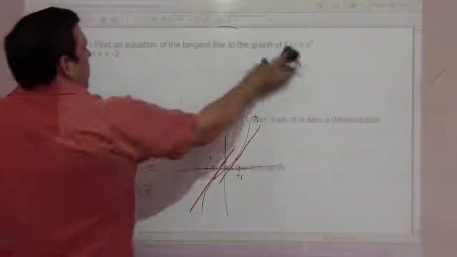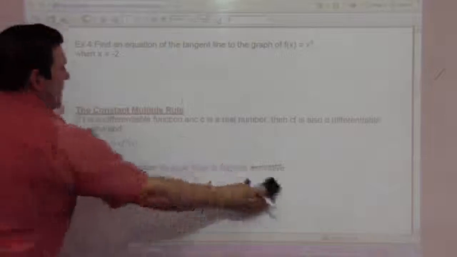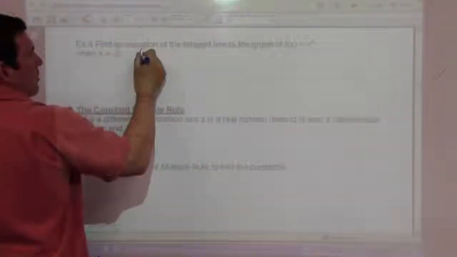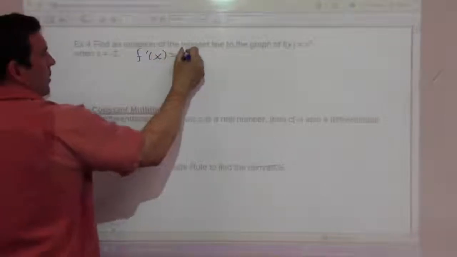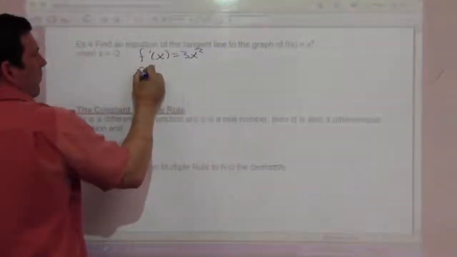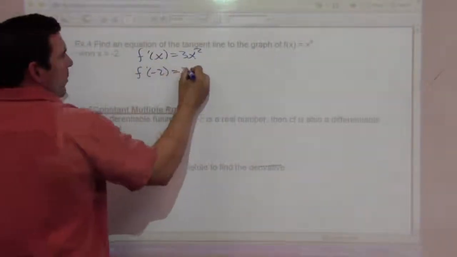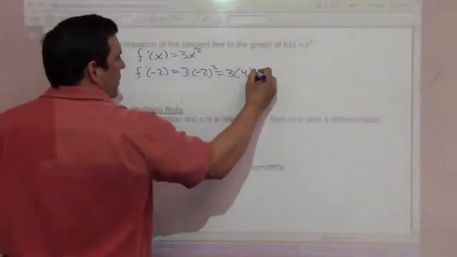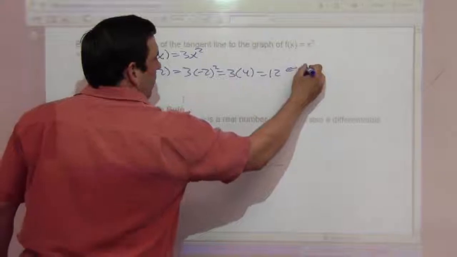Now we're going to find the equation of the tangent line of f of x equals x cubed at x equals negative 2. As we saw in the previous problem, f prime of x was 3x squared. So f prime at negative 2 is going to be 3 times negative 2 squared, or 3 times 4, which is 12. And that's our slope.